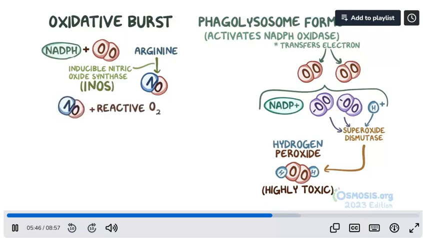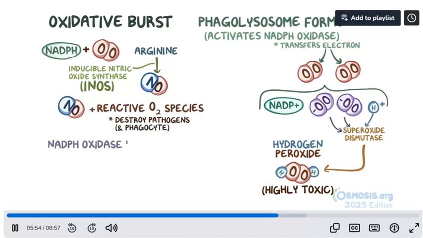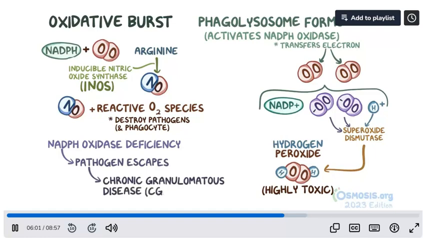Nitric oxide and reactive oxygen species destroy pathogens, but also destroy the phagocyte as well. And as it turns out, being deficient in NADPH oxidase allows bacteria and fungi to escape getting killed by neutrophils, and this can lead to chronic granulomatous disease, or CGD.